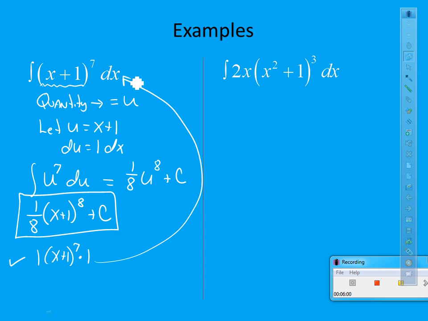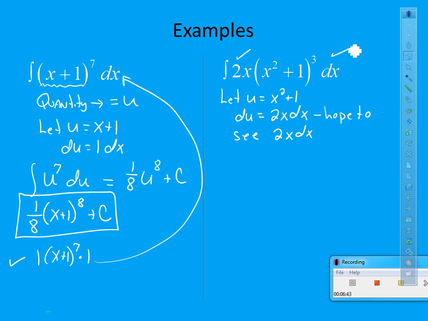So here goes my next one. The antiderivative of 2x, x squared plus 1 cubed. I'm going to let u equal x squared plus 1. That's the quantity, not to the third. I'll take care of that later. Then that means the derivative of u is 2x dx. Here's what I hope to see. I hope to see a 2x and a dx. And since this is just my first example, there's my 2x dx.